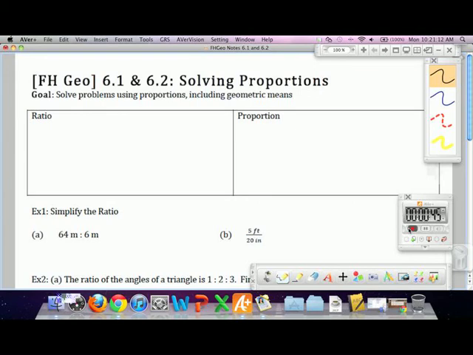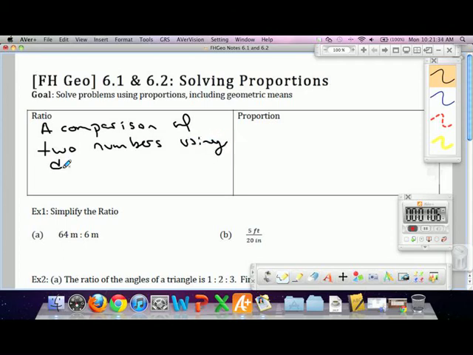The first is a review of a couple of algebra terms. The first is ratio, being a comparison of two numbers or quantities using division. Comparison of two numbers using division, or quantities, whatever I say.